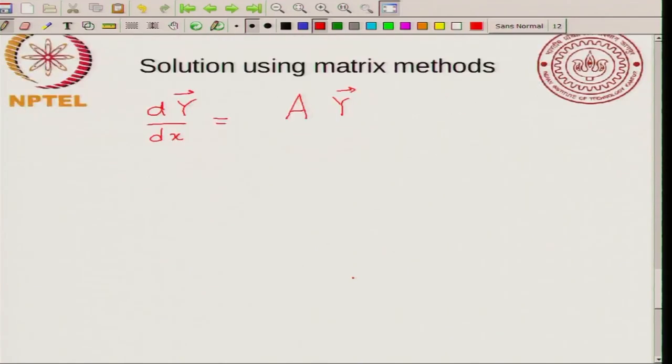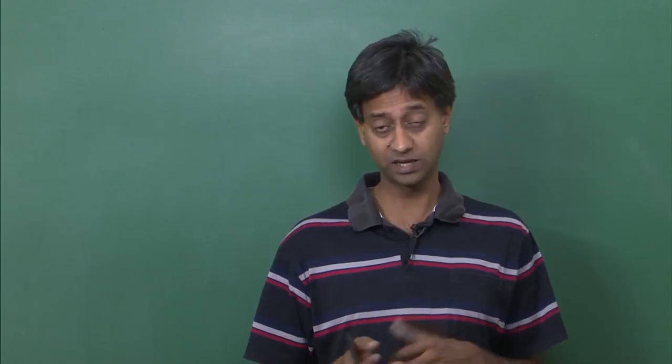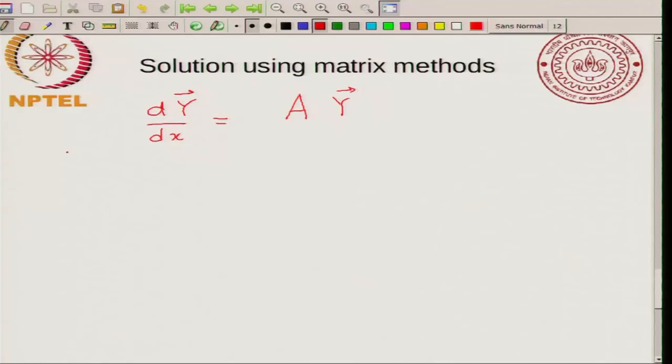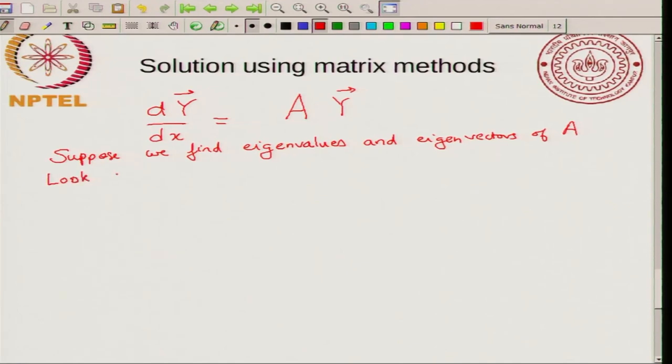Now, one of the things I had said when we discussed matrices is that one of the most powerful techniques in matrices is that of finding eigenvalues and eigenvectors. Okay, so suppose we find eigenvalues and eigenvectors of A. What do you mean by finding eigenvalues and eigenvectors? We look for y lambda, these eigenvectors, such that A times y lambda is equal to lambda times y lambda. Okay, so you are looking for vectors such that this is satisfied.